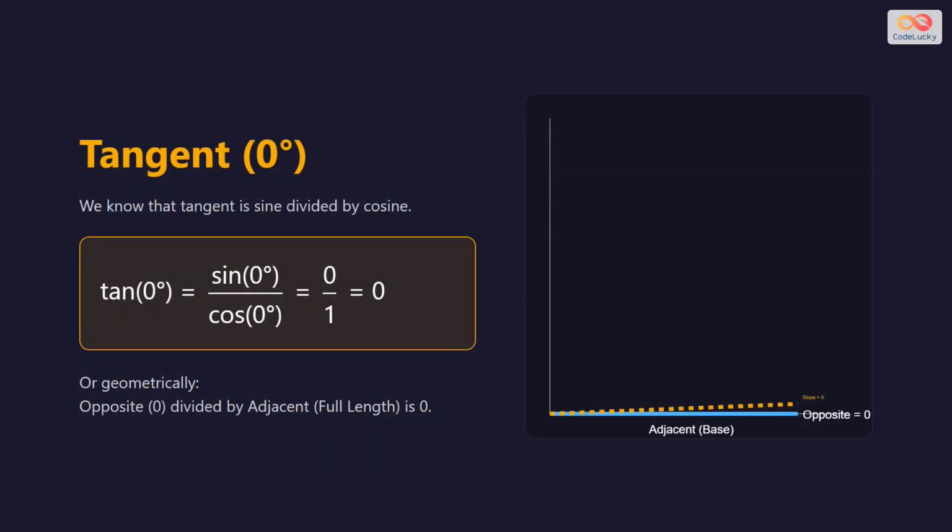Now for tangent at 0 degrees, we can calculate this in two ways. Geometrically, it is the opposite side, which is 0, divided by the adjacent side, or we can simply divide sine by cosine. 0 divided by 1 gives us 0, so the tangent of 0 degrees is 0.